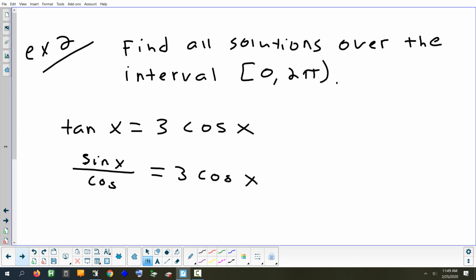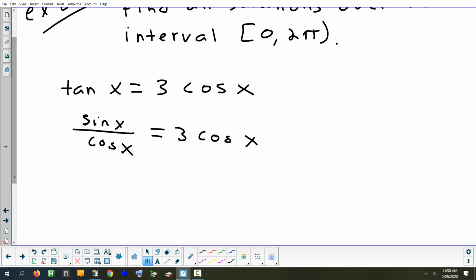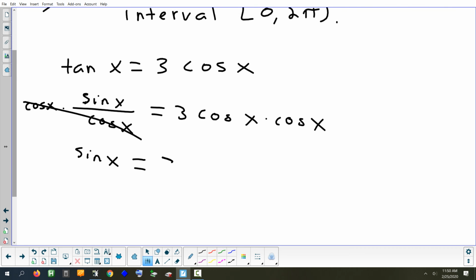Sine over cosine. Now, the only thing I don't like about that is now we have a fraction. So, what could I do so that I don't have a fraction? Multiply by cosine? Yep, exactly. Multiply everything by cosine. And from here, it's going to look just like one of the problems we've done before. Cosines cancel. We have sine x equals, what's 3 times cosine times cosine? Yep, 3 cosine squared.